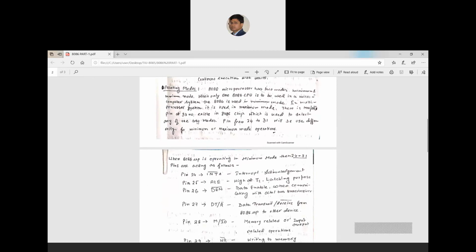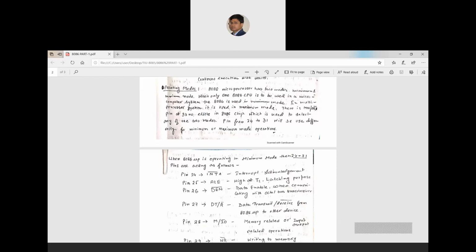So next is your operating mode. 8086 is a microprocessor, and this microprocessor can work in two modes, minimum mode and maximum mode. So what is actually minimum mode? Minimum mode means something is minimum. Maximum mode is when it is used in the maximum possible way.